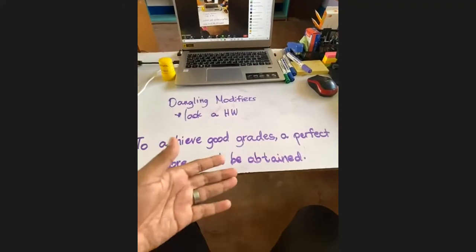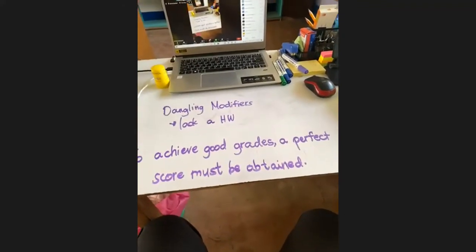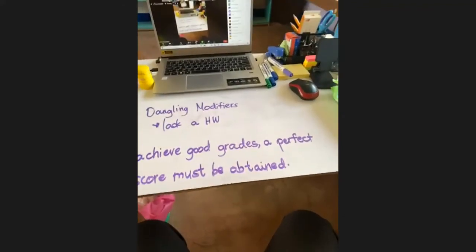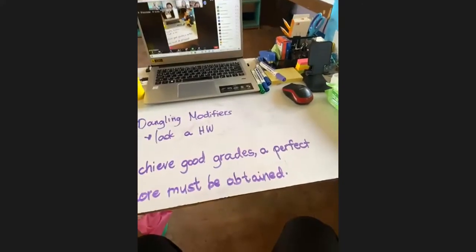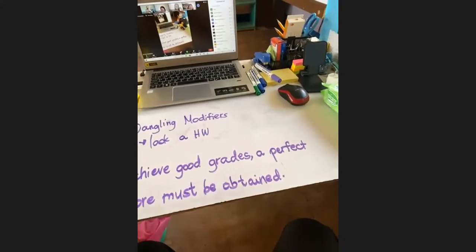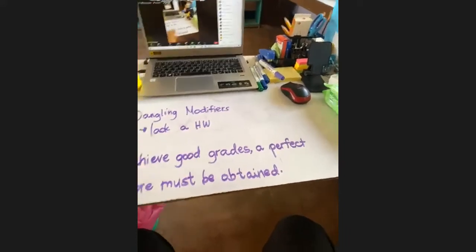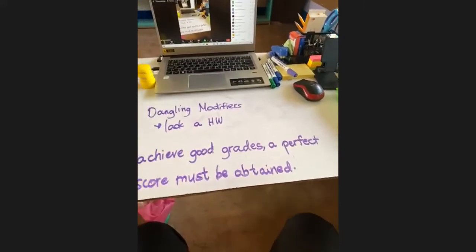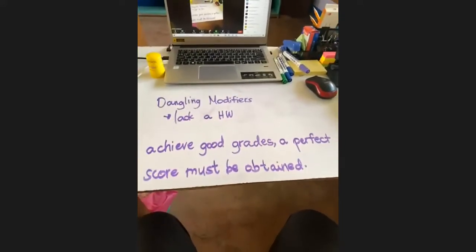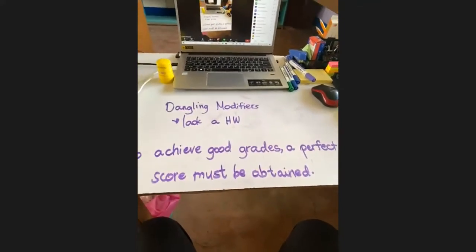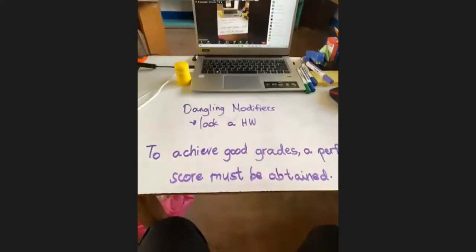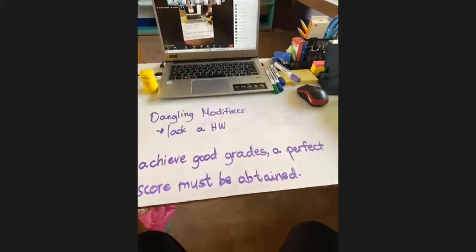Why should you obtain? You can even try to rationalize for yourselves, but why should we try to obtain good grades or a perfect score? Why must a perfect score be obtained? That is to achieve good grades. It makes sense. The sentence makes sense. But under the lens of grammar, you should know this sentence is grammatically incorrect.